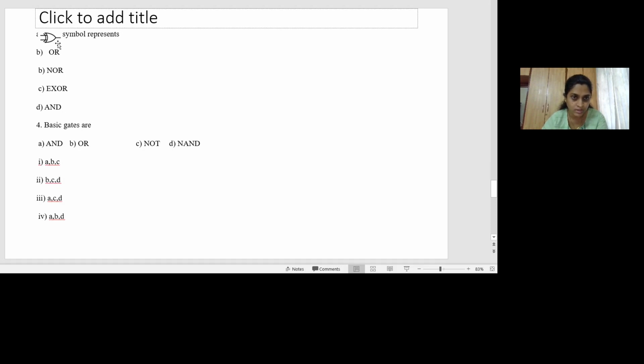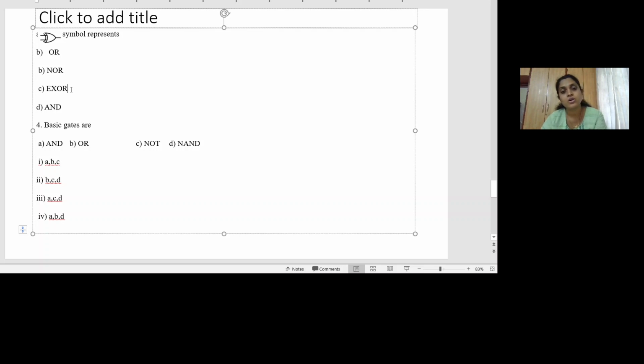Here I've shown a symbol, and the question is which gate the symbol represents. The choices are OR, NOR, XOR, AND. So the symbol represents XOR gate. Answer is choice C. It represents XOR gate. And the Boolean expression for XOR gate is y equal to A XOR B. And XOR operation is represented by an encircled plus mark.